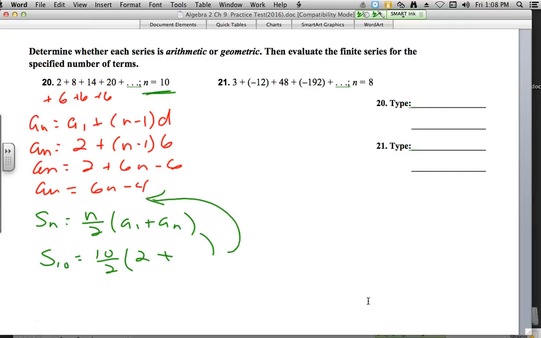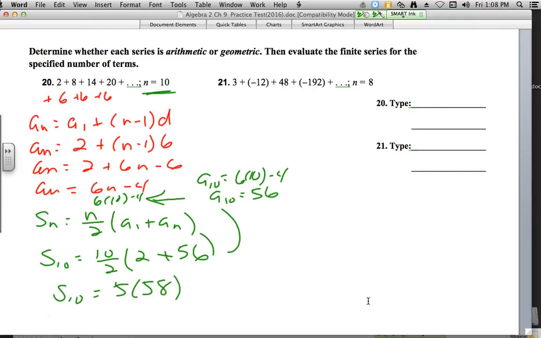So what I have to do to get that is put a 10 into this. So to get a sub 10, I have to put 6 times 10 minus 4 in for that last term. And 60 minus 4 will be 56. So now I could do a little bit of math in my head if I wanted to, and just do 5 times 58 on the calculator, and that's going to be 290. So this one was definitely arithmetic, and the sum would be 290.